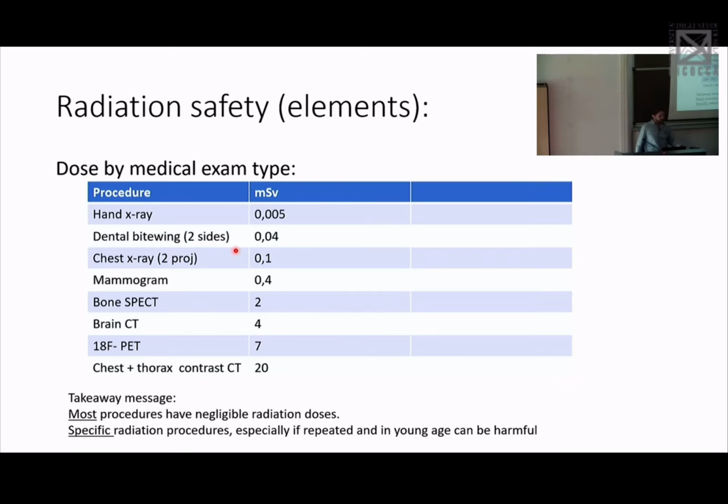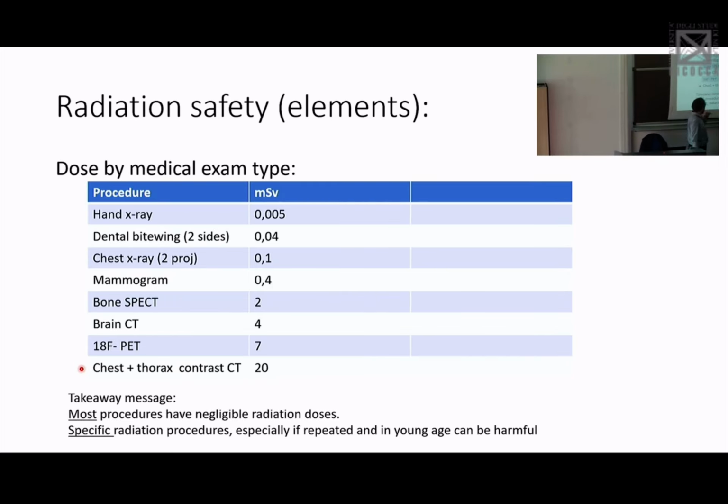If you do the dental bite wings that your dentist might take once a year, you get 0.04. The chest projection that's often used in the hospitals for the most disparate reasons, because it's super useful, is only 0.1, as compared to 3 millisieverts a year from just the environment. On the other side, if you go to a fluorine 18 PET, you get 7 millisieverts.